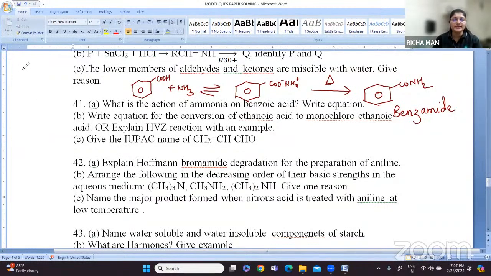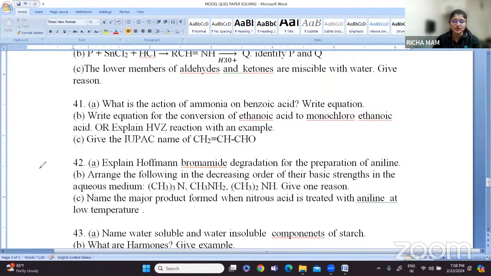Now, what is HVZ reaction? It is the Hell-Volhard-Zelinsky reaction. This is a reaction where you take a carboxylic acid which has at least one alpha hydrogen. When you treat this alpha hydrogen carboxylic acid with chlorine or bromine in the presence of red phosphorus, it will give you an alpha halocarboxylic acid.